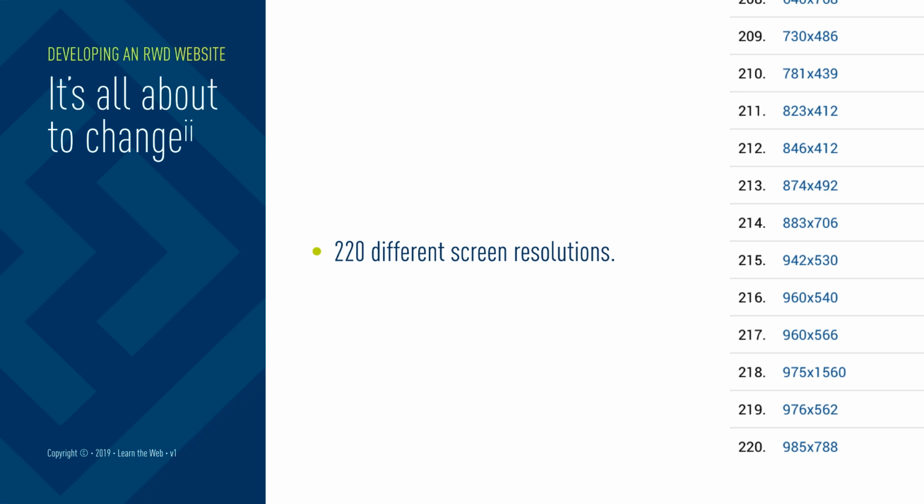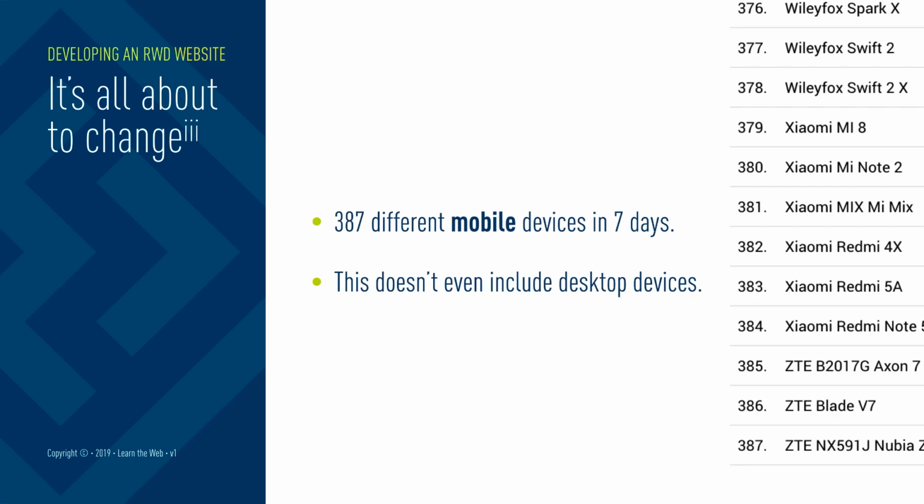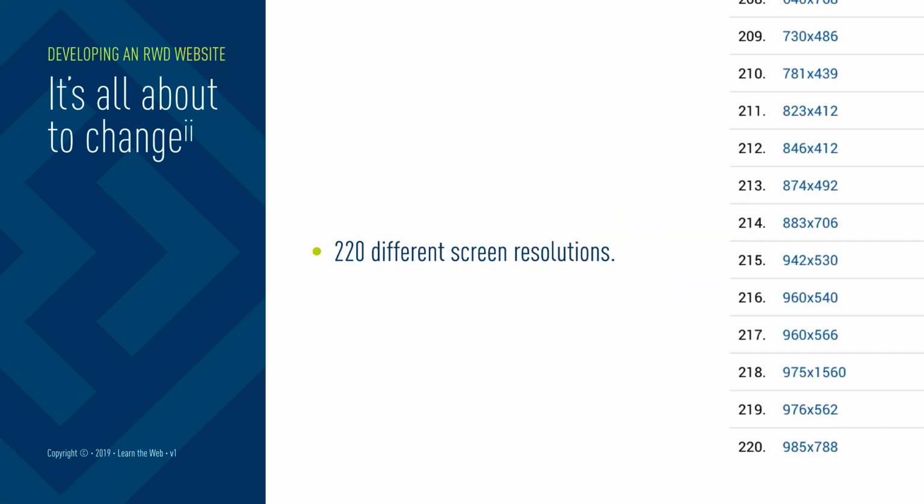So before I recorded this video, I went over to Google Analytics and I looked at one of our fairly popular websites, and I looked at how many different screen resolutions there were on that website. Basically, how many people were viewing it and what their screen resolutions were. I was shocked to discover that there was 220 different screen resolutions visiting that website. And not only that, this figure's even more shocking. There was 387 different, yes, that's different, mobile devices in only the last 7 days in the Google Analytics that I was looking at. That's 387 different mobile devices, and that is 220 different screen resolutions.